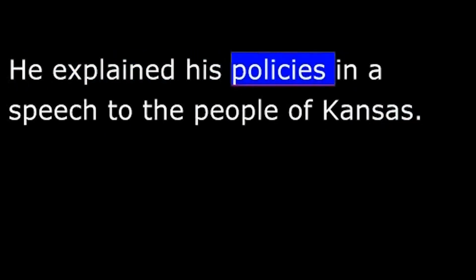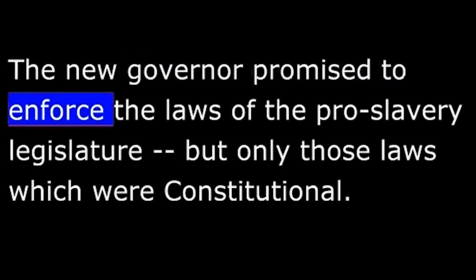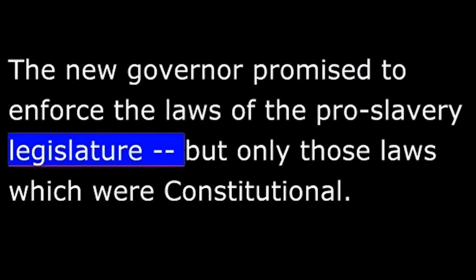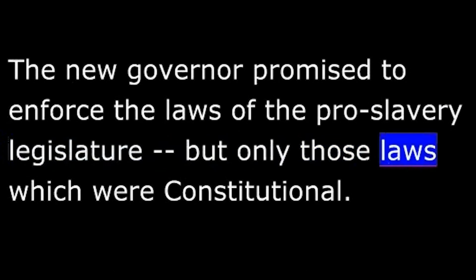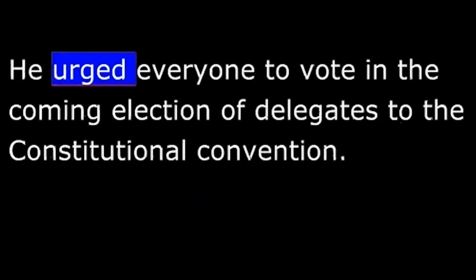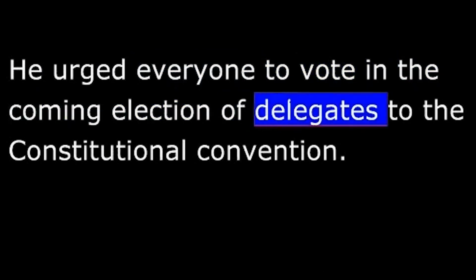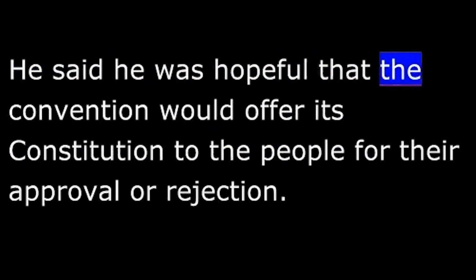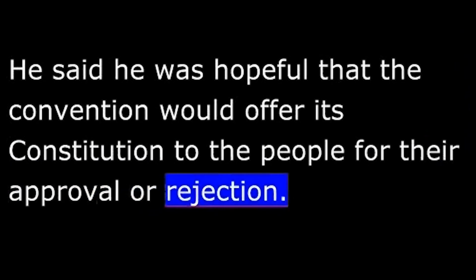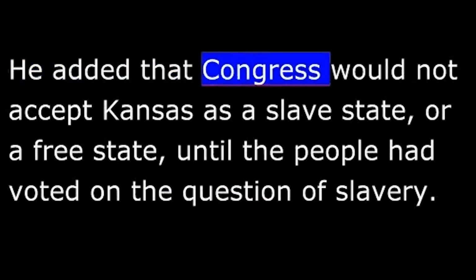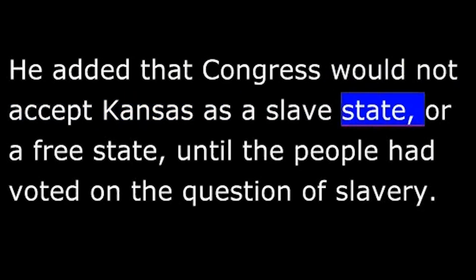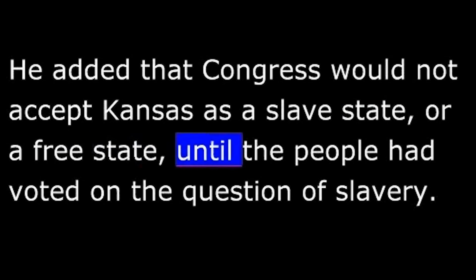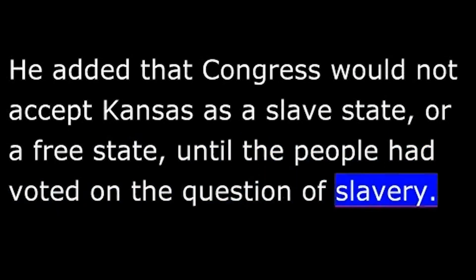He explained his policies in a speech to the people of Kansas. The new governor promised to enforce the laws of the pro-slavery legislature, but only those laws which were constitutional. He urged everyone to vote in the coming election of delegates to the Constitutional Convention. He said he was hopeful that the convention would offer its constitution to the people for their approval or rejection. He added that Congress would not accept Kansas as a slave state or a free state until the people had voted on the question of slavery.